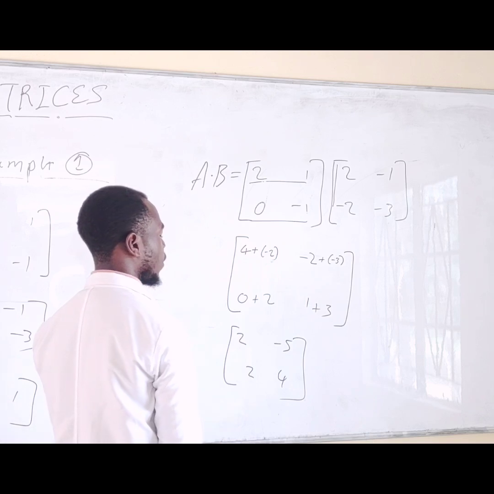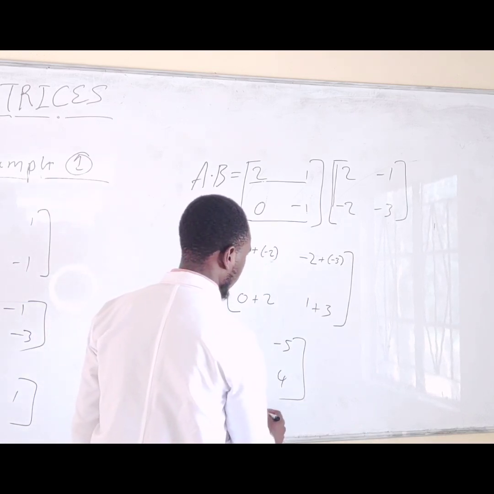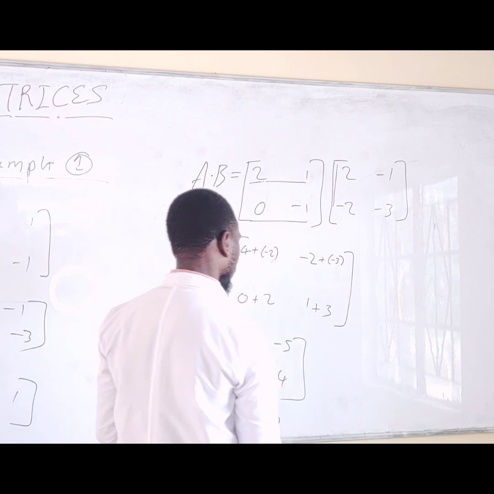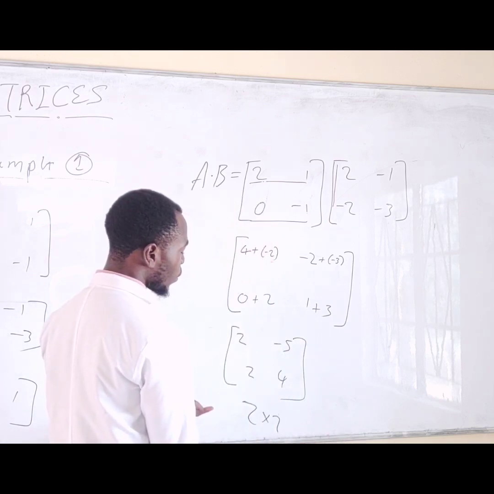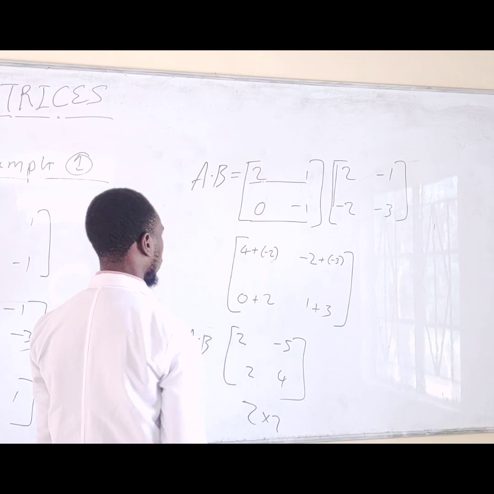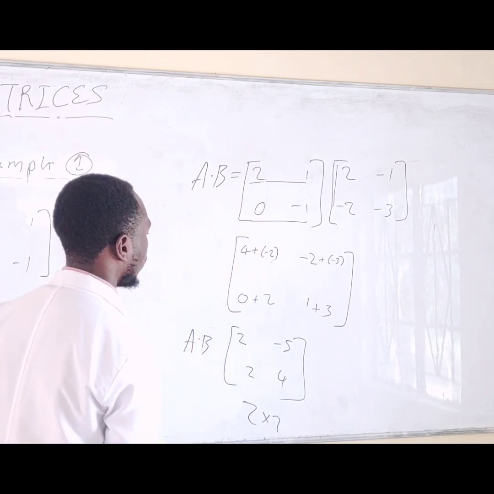What is the order of this one? Is 2 by 2. What is the order of this one? 2 by 2. What is the order of this one? 2 by 2. So, this is what you are going to get. This is your answer. This is your what? Your A and B, or the multiplication of A and B.